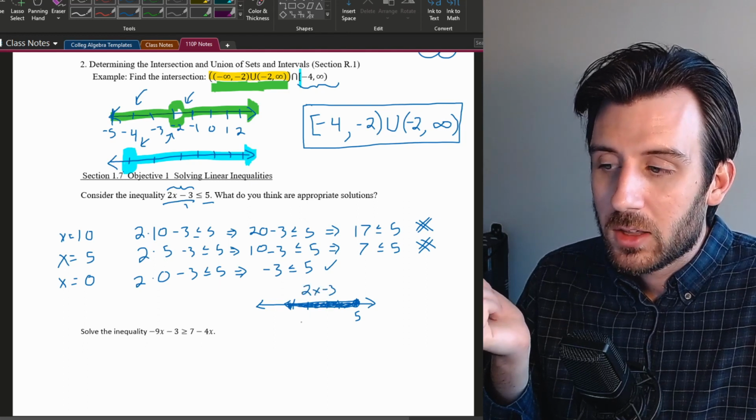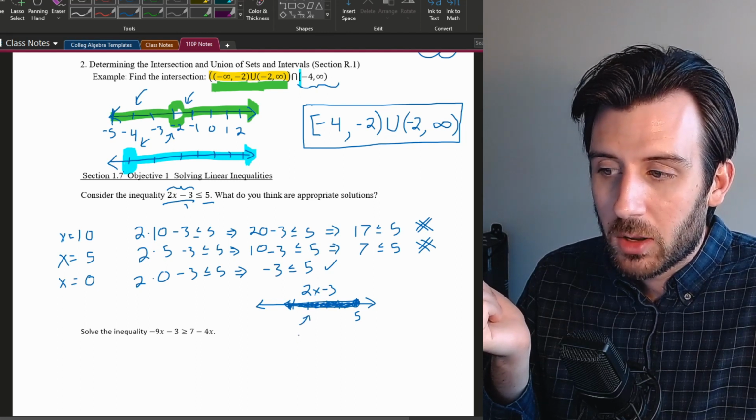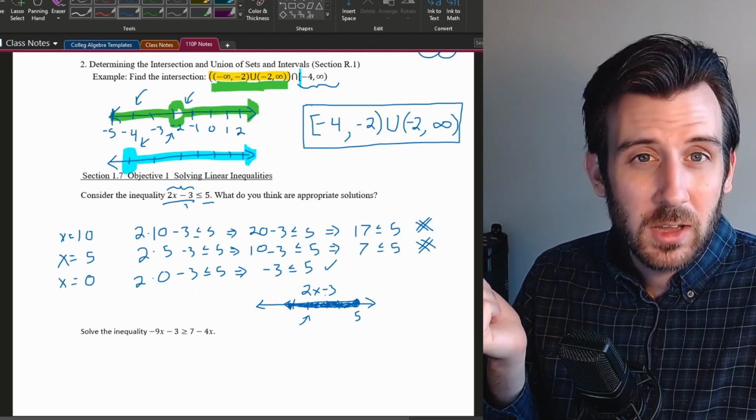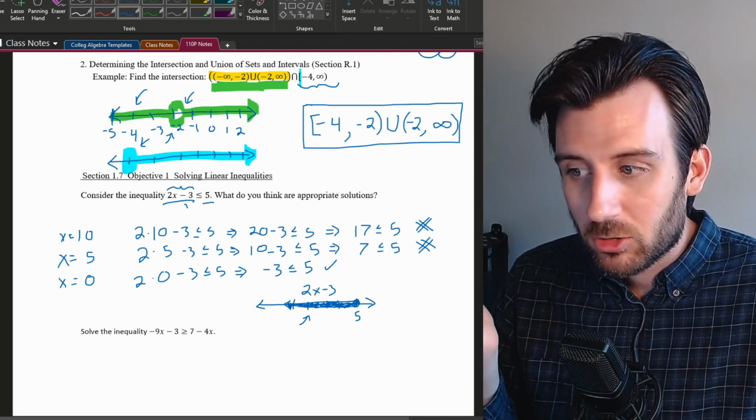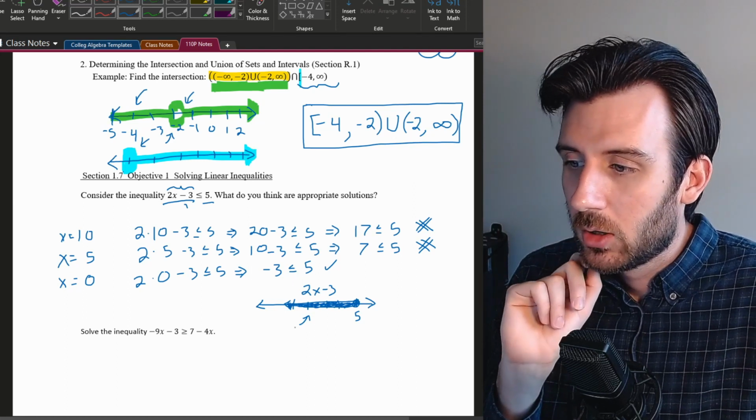So for example, if 2x minus 3 was the number 2, then 2 would definitely be less than 5, and so that would be fine. I could let 2x minus 3 be the number 2. But that's not helpful.